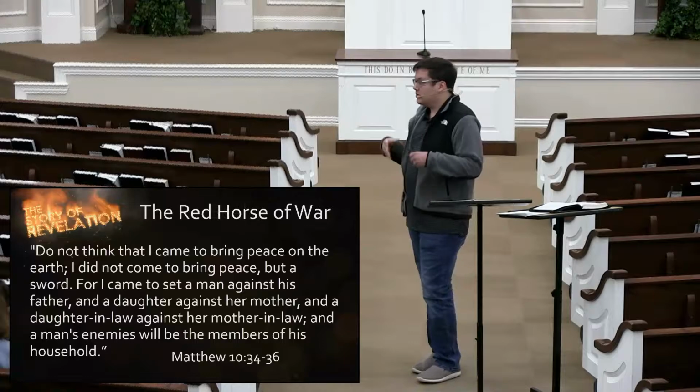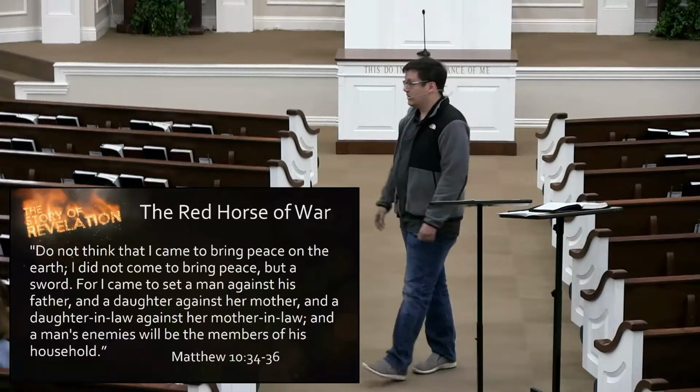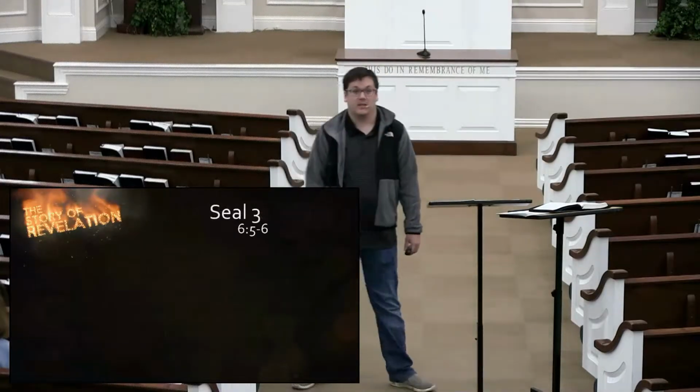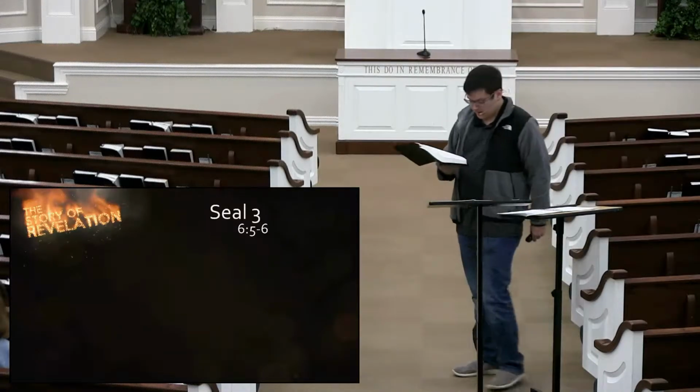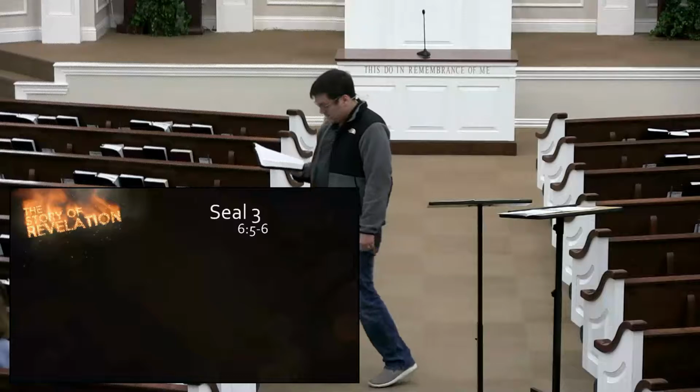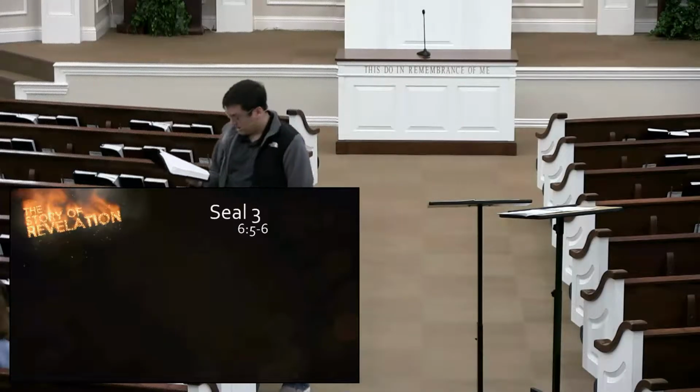And seal number 2 is just letting them know the context of what they're going through. Seal number 3. When he broke the third seal, I heard the third living creature saying, "Come."